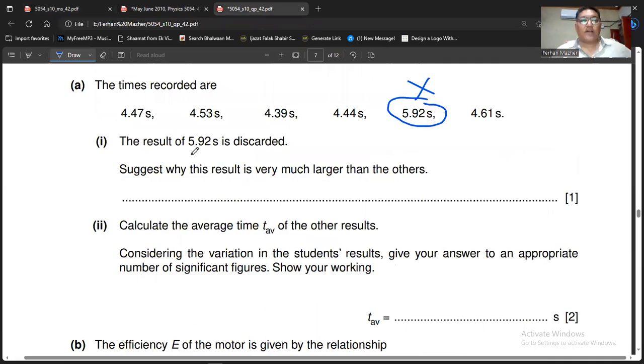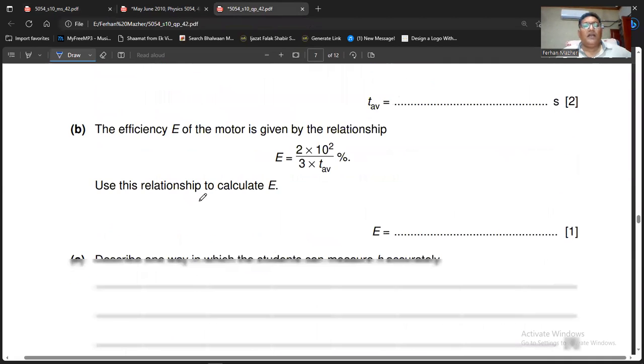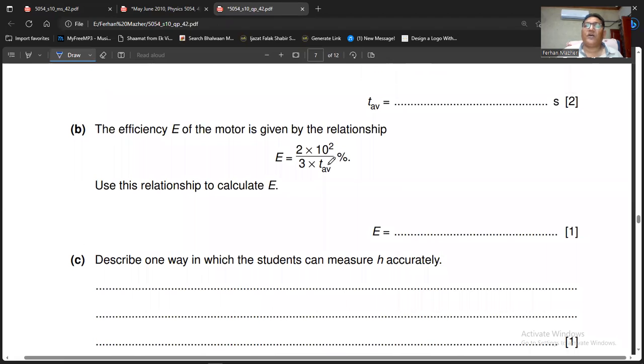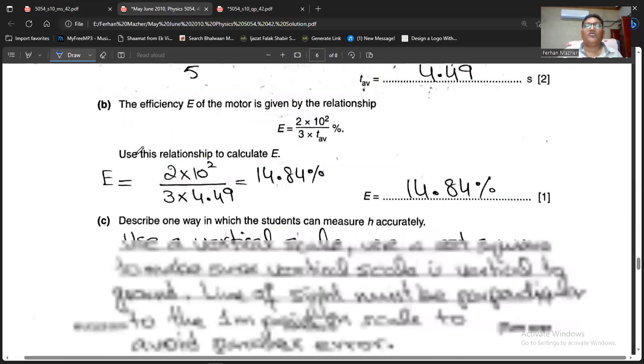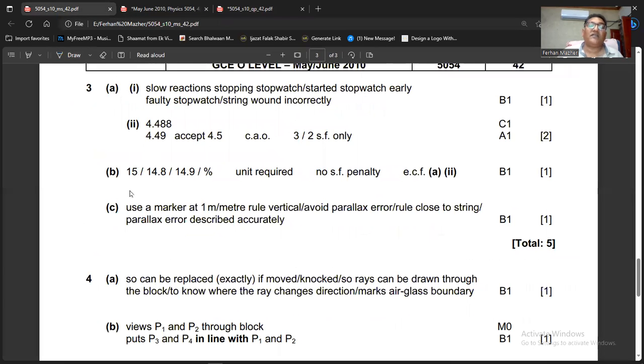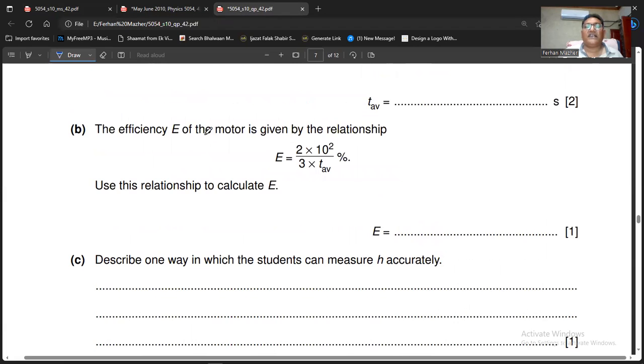Then we have another question. It says the efficiency of the motor is given by the relationship 2 x per 2 and 3 multiplied by t average in the denominator. Just put the t average value in this formula and you will get that value. So you can see here, 2 x per 2 divided by 3 divided by 4.49. That is 14.84%. 14.8% is the right answer. So this is the right answer.